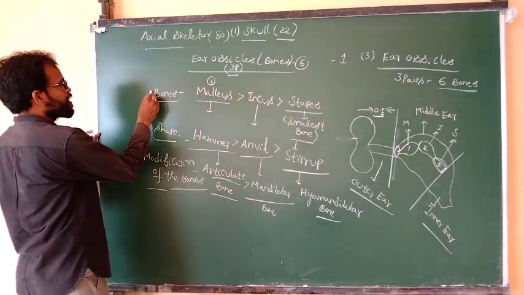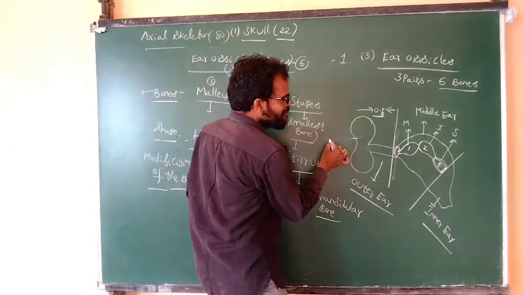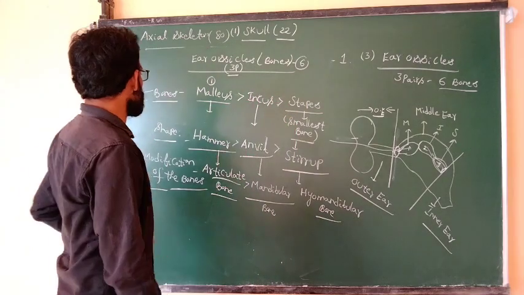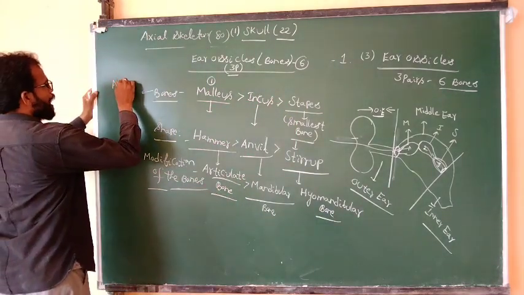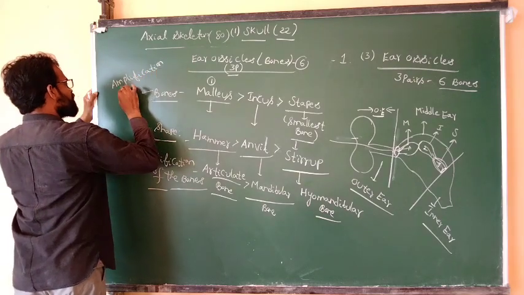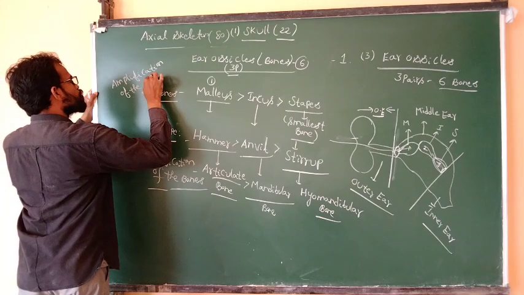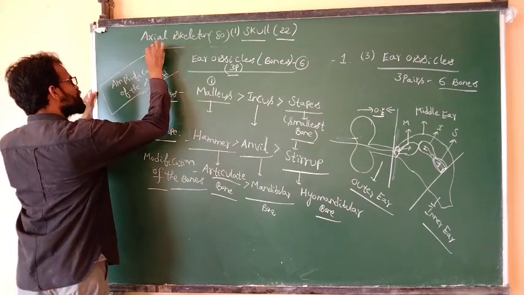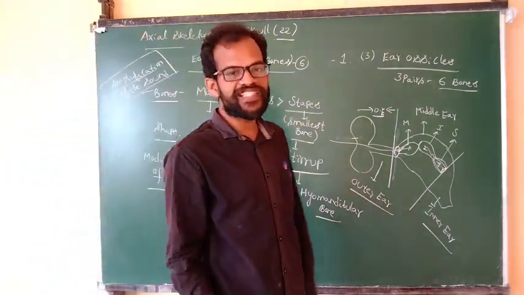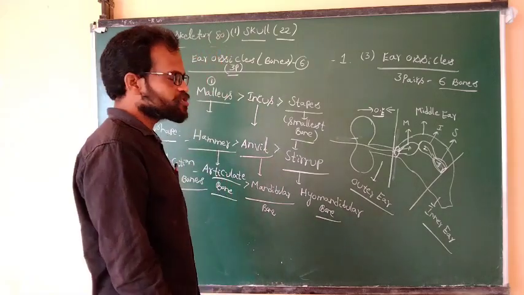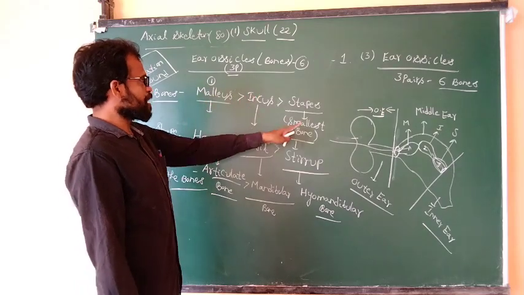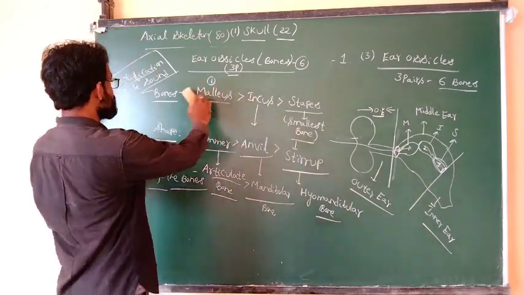These three bones, what is their function? Amplification of the sound. It receives the sound. How many bones are present in the ear ossicles? Six bones are present: malleus, incus, stapes, three pairs.